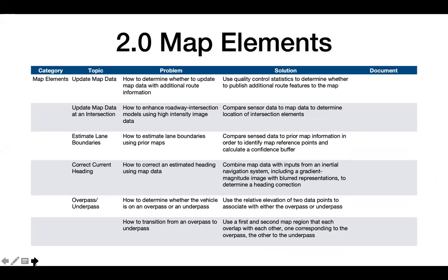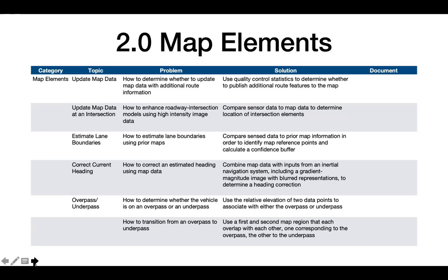Okay, so rather than looking at a single slide for every problem statement and solution statement, we've tried to put them all together here in a clearer picture. So here with the map elements, we have, I think, a dozen or so patents that fall into this category. Let's go through the list here. In the map elements, the first problem to solve is how do I update the map data? And how do I update the map data specifically at an intersection?